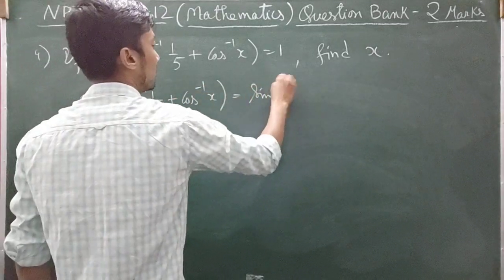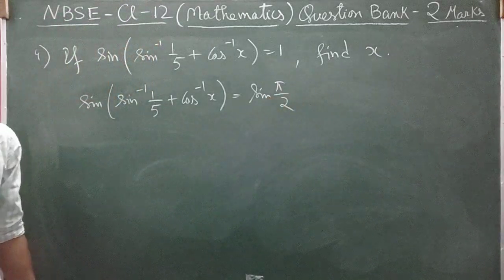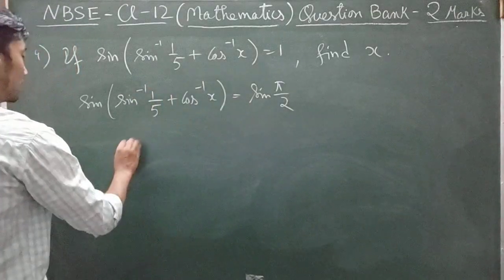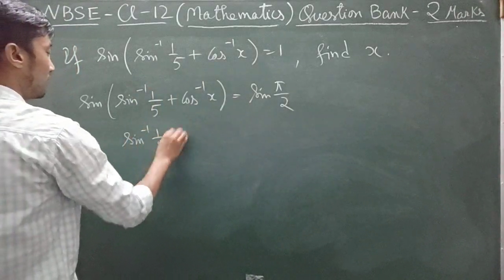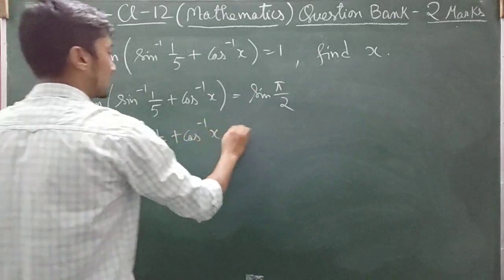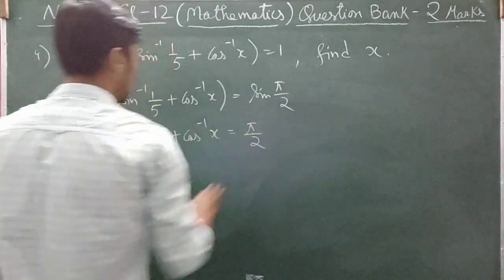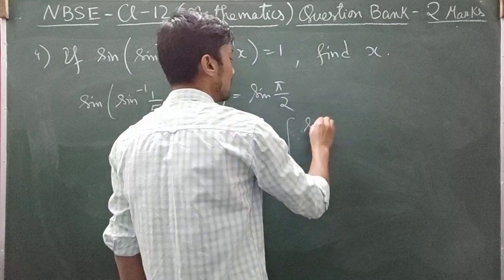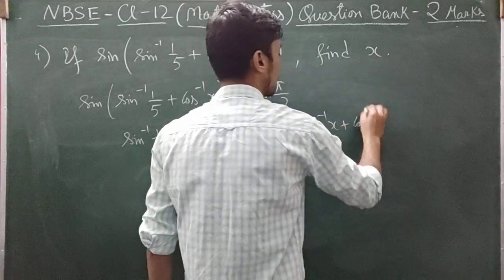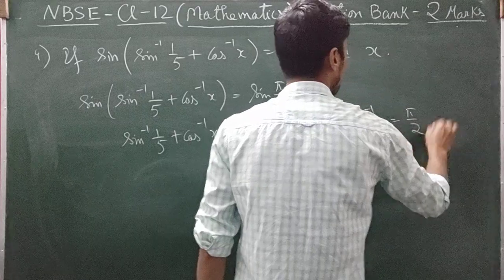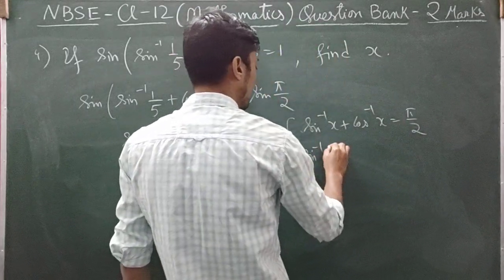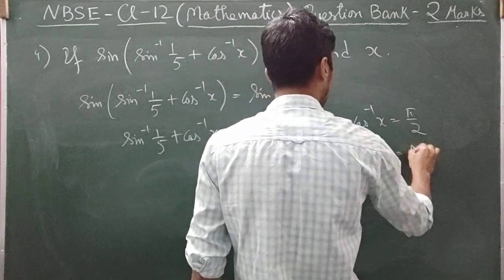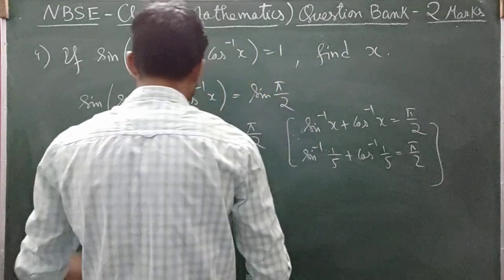I can write it as sine pi by 2, isn't it? Because sine 90 is 1, so 1 can be replaced as sine pi by 2. So equating, we will be left with sine inverse 1 by 5 plus cos inverse x is equal to pi by 2. Now here we will require another theorem, that is sine inverse x plus cos inverse x is equal to pi by 2. So similarly, sine inverse 1 by 5 plus positive value cos inverse 1 by 5 is equal to what? Pi by 2.